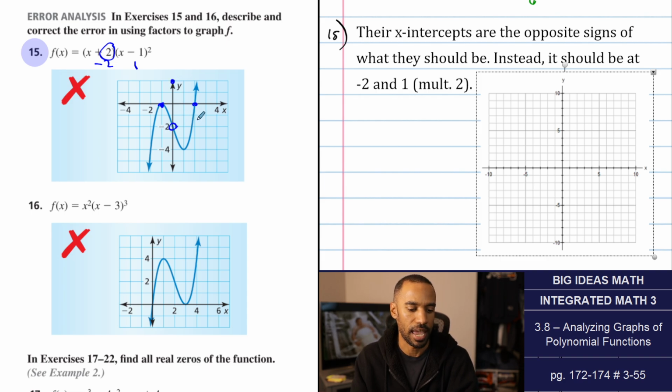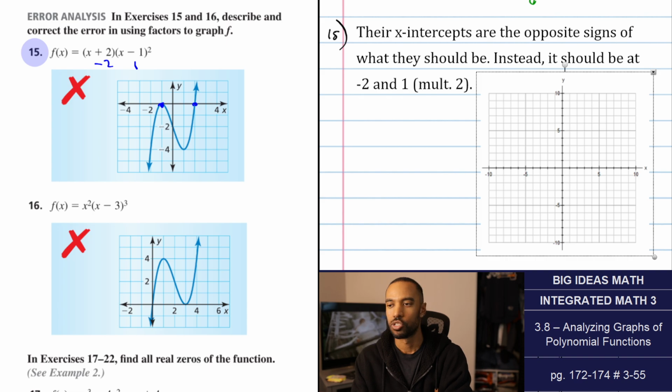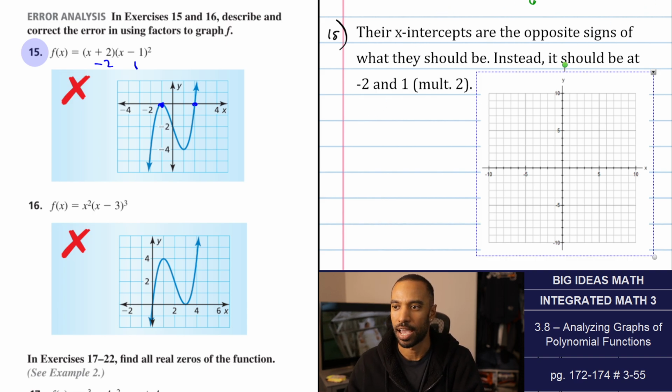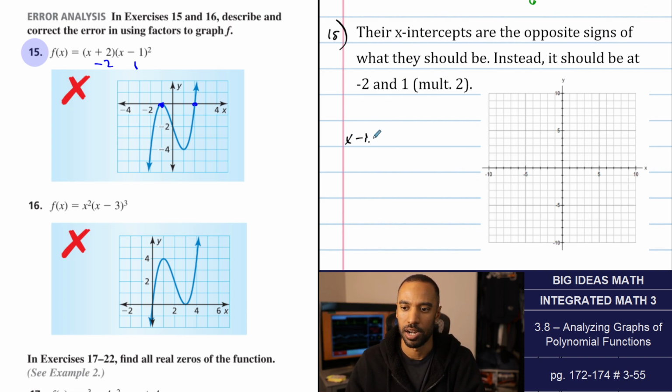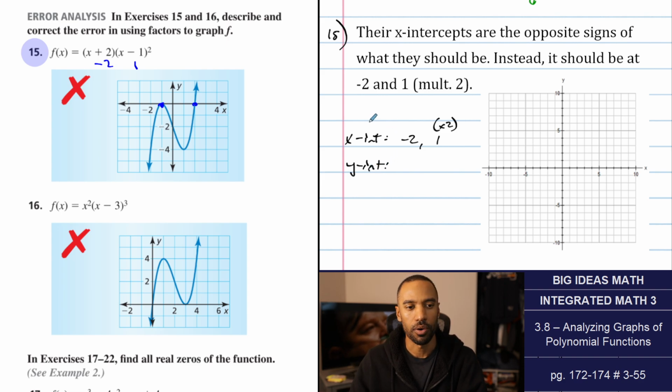The fact they crossed at negative 2 is also a mistake. So if you note that your x-intercepts, once again, are negative 2 and 1. This one has a multiplicity of 2. And your y-intercept should be, instead, 0 plus 2 is 2. 0 minus 1 squared is 1. And that gives you 2 times 1 is 2. Then you'll see that the graph should do this, this, that.